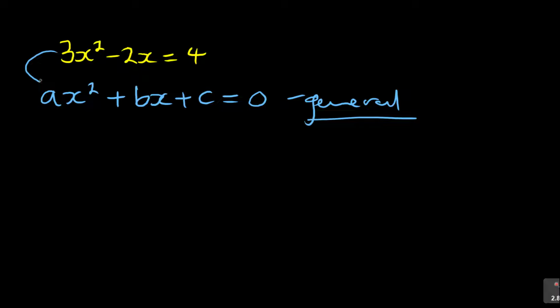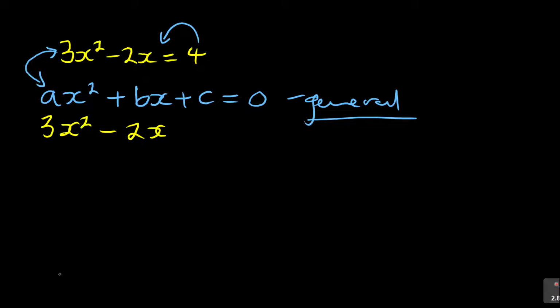Now, you need to match these two. You need to match them so that what you have is 3x squared, you agree with me, minus 2x, which is so far so good. But the problem, this one says equal to 4. So what do you do? Take 4 to the other side so that it becomes what?